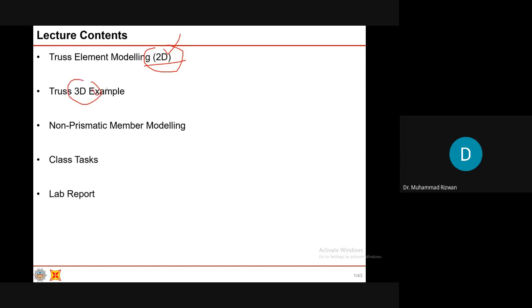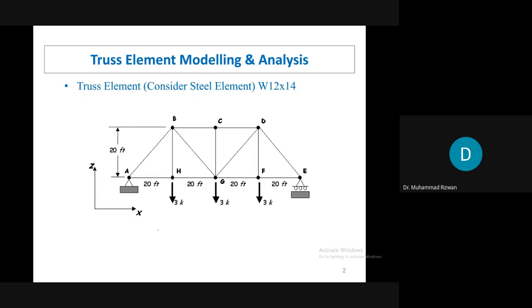Okay, so again, lecture content: we are going to start with some 2D truss problems and then some 3D problems again, and we will see some non-prismatic member modeling. And in the last, I will give you some class tasks, some assignments, some questions, and you need to make the report for those examples or problems. So let me just directly start with this problem.